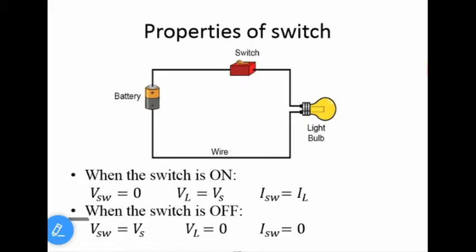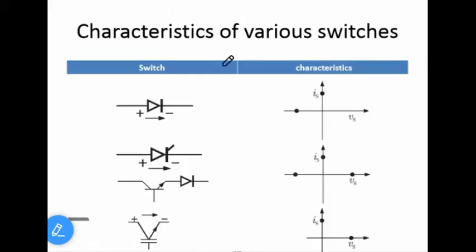Now we'll go to some of the important things here. In the previous class we discussed some of the switches and their characteristics. Here I want to discuss once again because this is very important. Now let us consider the first switch, the diode.